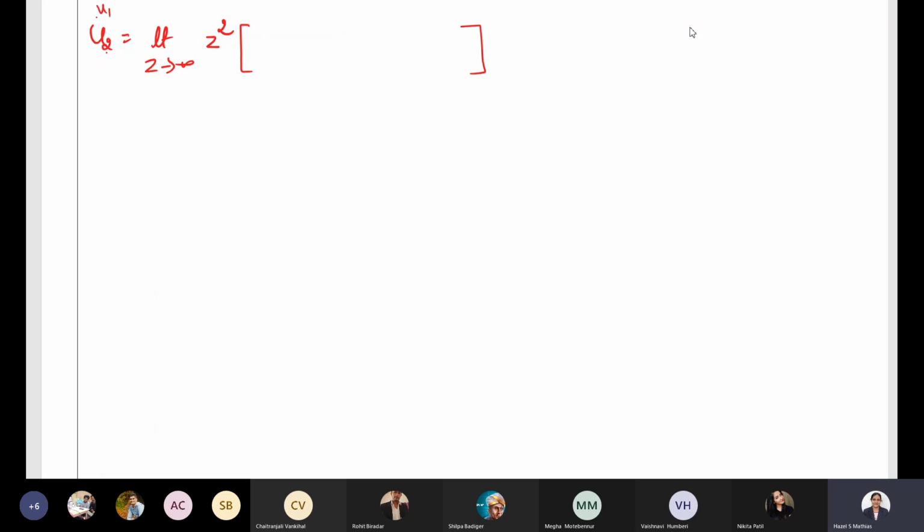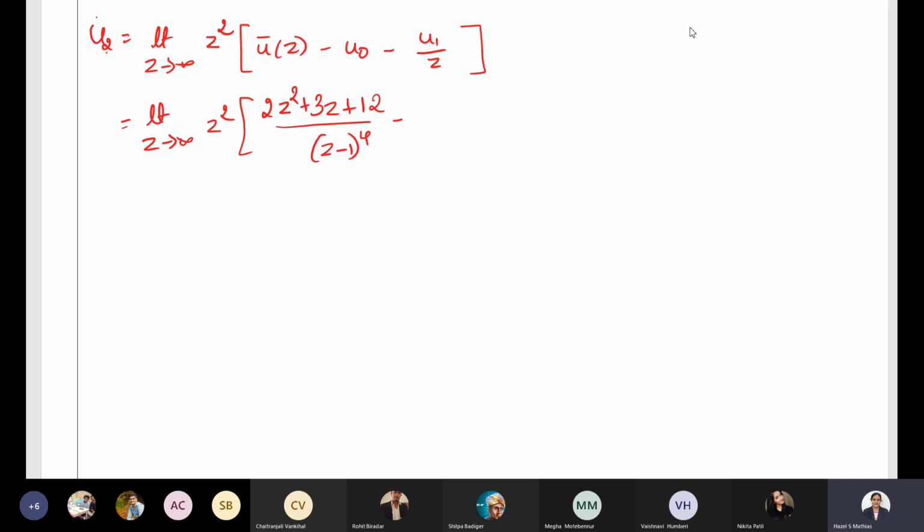Okay, if u2 is asked, u2 means it will be limit z tends to infinity, z power 2. After z power 2, it will be u bar of z minus u naught minus u1 by z. Up till u1 you should have. So this is the formula which is easy to remember. That is equal to limit z tends to infinity, z square into u bar of z, which is given in the question. It is 2z square plus 3z plus 12 divided by z minus 1 power 4, and u naught is 0, as also u1 is also 0. So 0 minus 0 we will get.